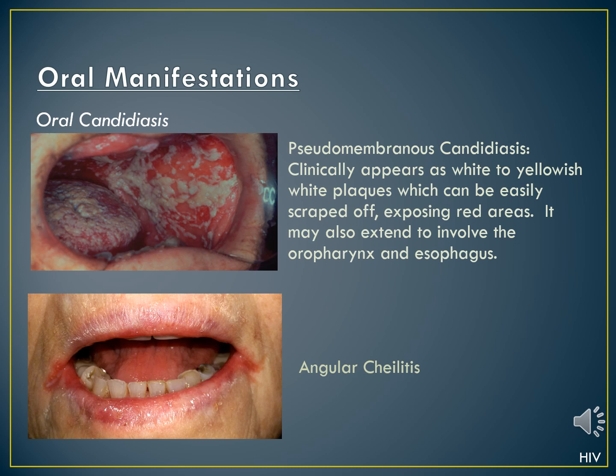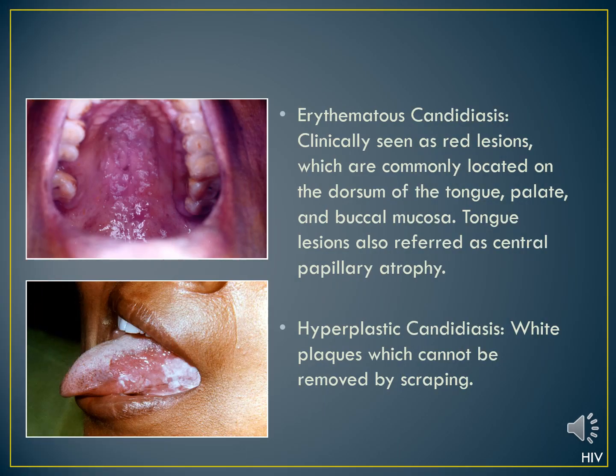And this oral pseudomembranous candidiasis usually occurs in the tongue and also on the buccal mucosa. Next is angular cheilitis. Angular cheilitis is the redness at the angle of the lip. Next, under oral candidiasis, there is also erythematous candidiasis. This is clinically seen as a red lesion which is commonly located on the dorsum of the tongue, palate, and also buccal mucosa. Tongue lesions are also referred to as central papillary atrophy.